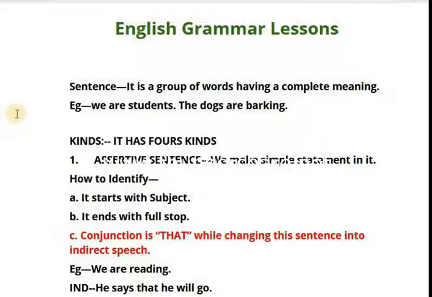Hi guys, today we are going to discuss sentences and how many kinds of sentences we have in the English language. Let's start with the definition of the sentence.